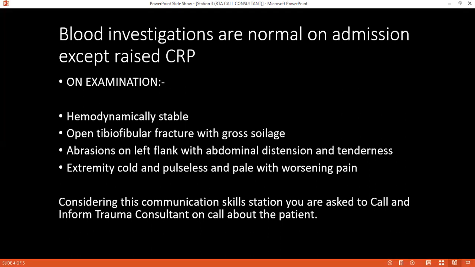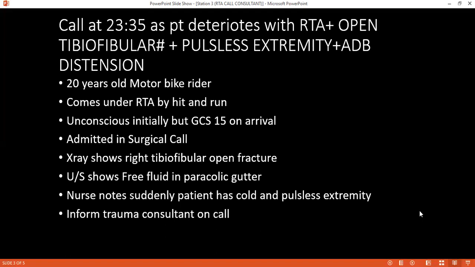Do you think he is dehydrated? No, the patient is hemodynamically stable. Okay, and is the patient wearing a cervical neck collar? I will check for this also because it's not written in my notes. And what is the immediate management of this patient?